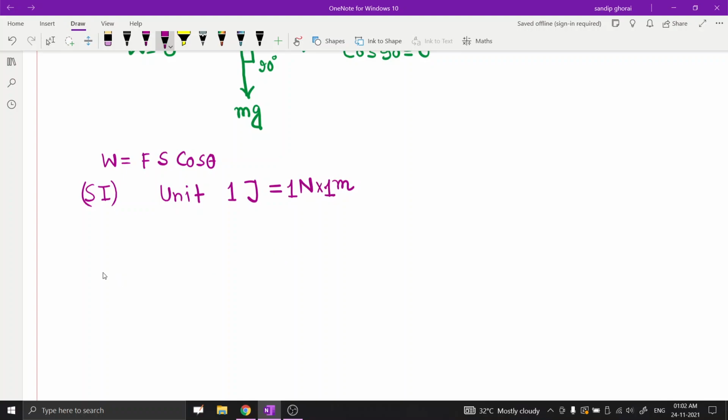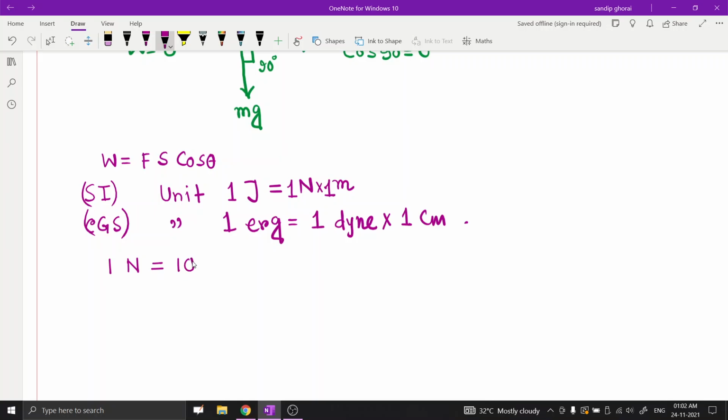Okay, and what is its CGS unit? For this case we can say 1 erg. Erg is the CGS unit of work done, equal to 1 dyne into 1 centimeter, and dyne is the CGS unit of force. And we have to know the relation between Newton and dyne. We already know 1 Newton is equal to 10 to the power 5 dyne.